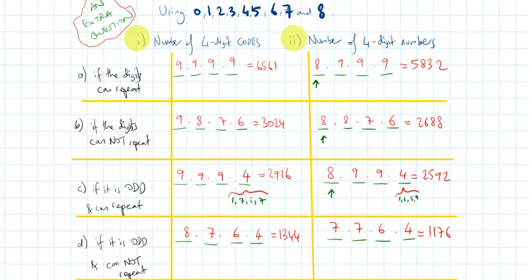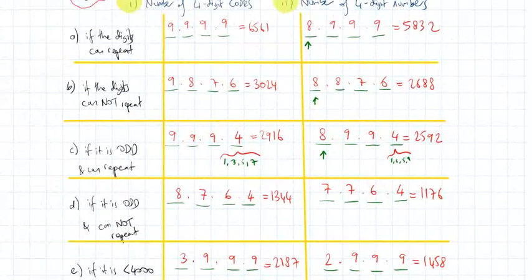Alright, so it's 8 times 9 times 9 times 4. The middle digits, whatever is written, we can write it again, not a problem at all. But the next question, now that restriction comes. It's like the first one, but the digits cannot repeat. You see the difference? Cannot repeat.